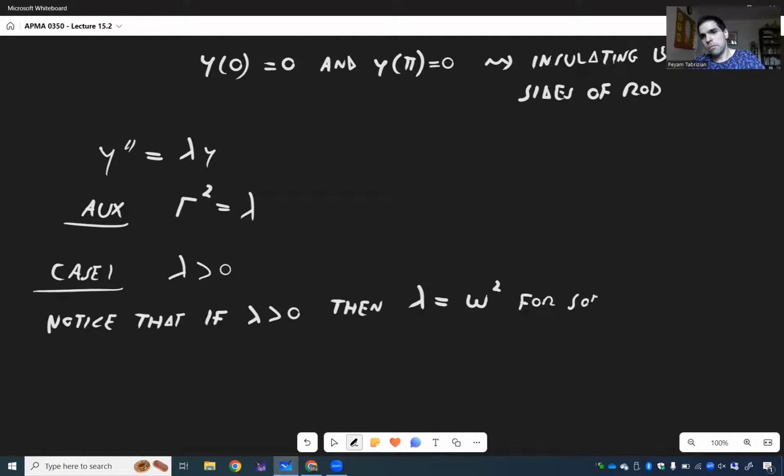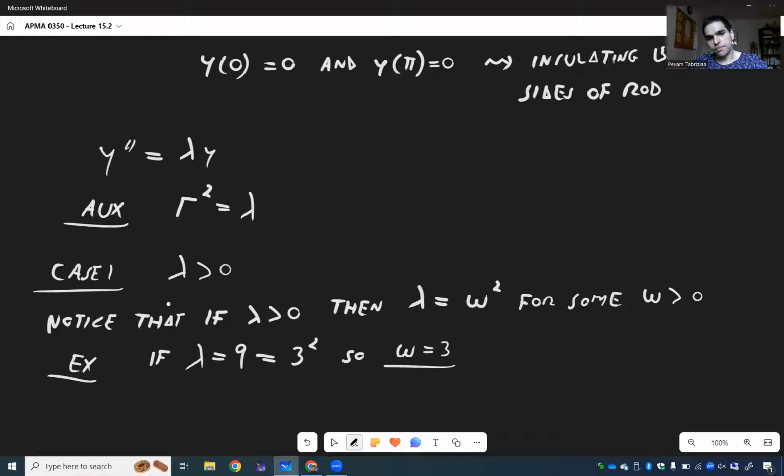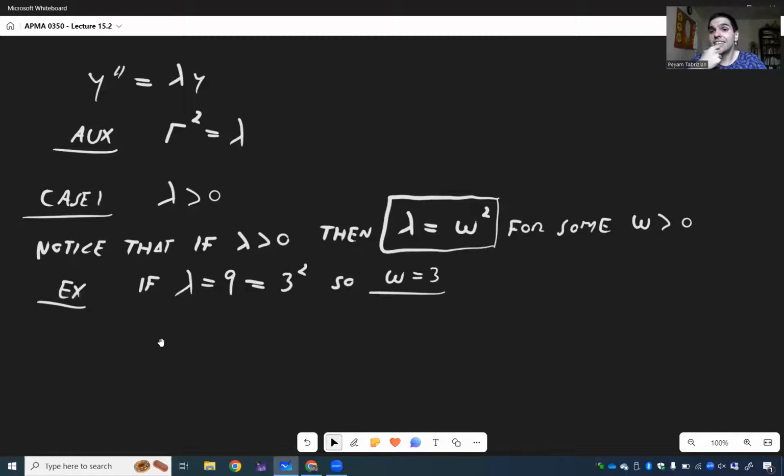So lambda equals omega squared for some omega positive. So for instance, if lambda is 9, then 9 is 3 squared. So omega would be 3. Now, of course, 9 is also minus 3 squared, but we can always choose a positive one in this case. And by the way, this omega has a nice physical application. Omega is sometimes called the frequency of your system.